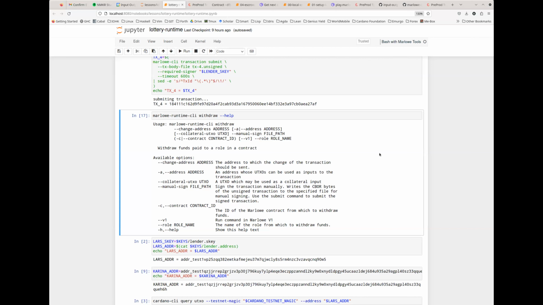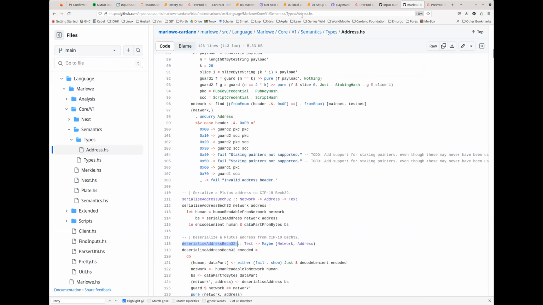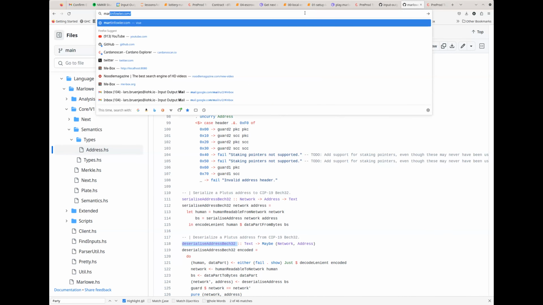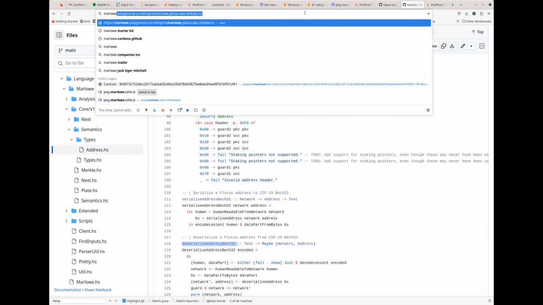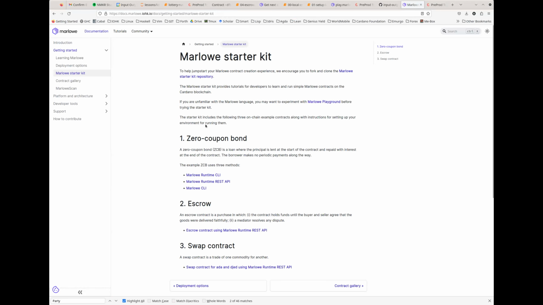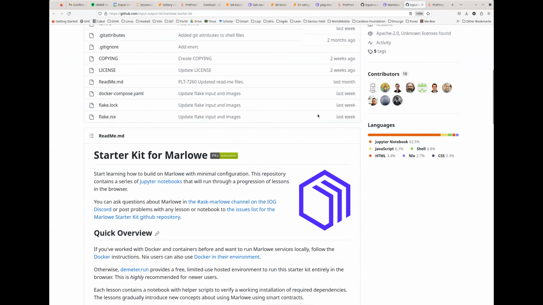Did you already go through the architecture of all these services? No, of course not. Because Marlowe has this really good documentation. So I can go back to this Marlowe starter kit. Also on marlowe.iohk.io, there's the documentation that is more readable in general.